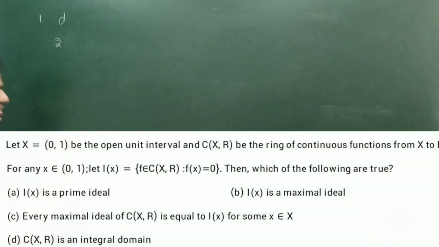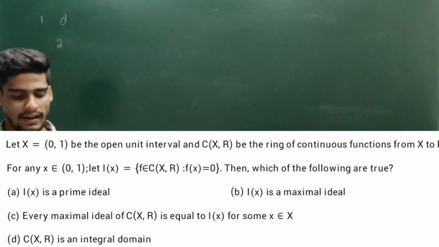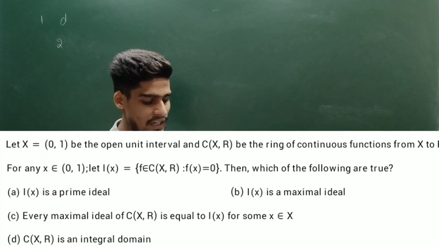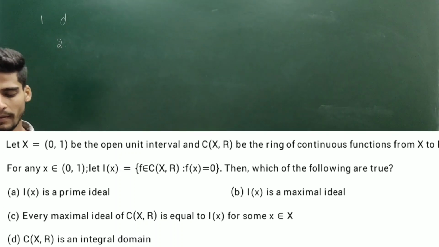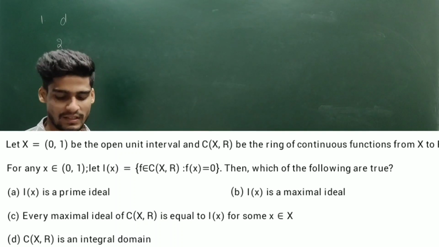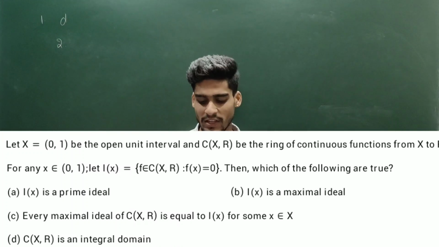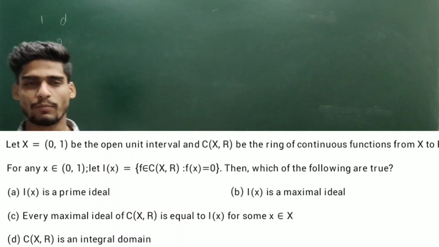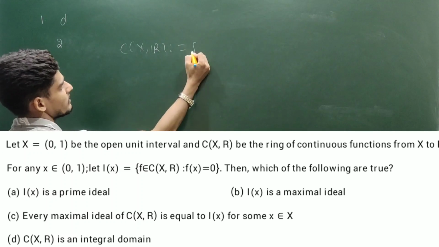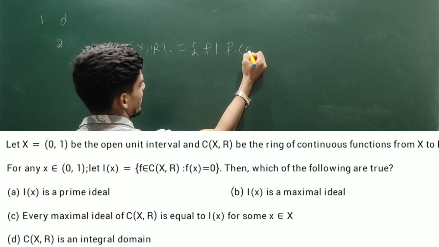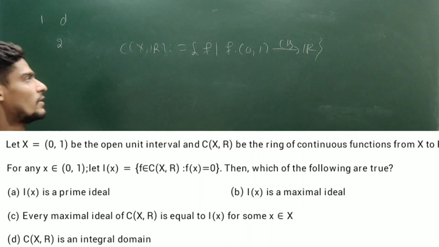Question number 2 is a repeated question. Let X = open (0,1) be the open unit interval and C(X,R) be the ring of all continuous functions from X to R, that is the set of all real valued continuous functions defined on open (0,1). Fix x inside (0,1). Let I_x be the collection of all functions from C(X,R) which vanish at point x. So C(X,R) is defined as the collection of all functions from open (0,1) to R, and those functions are continuous.